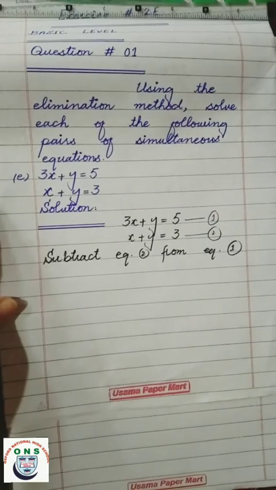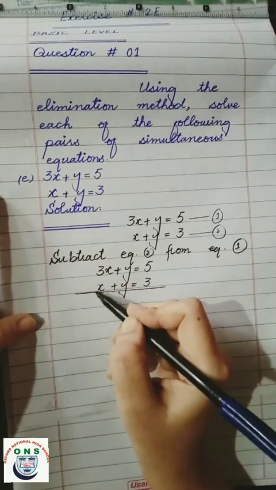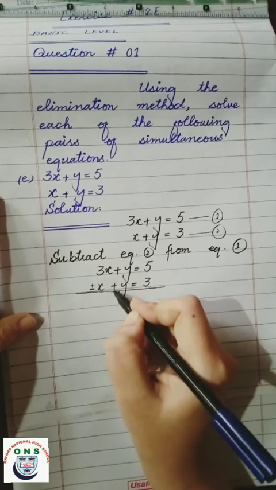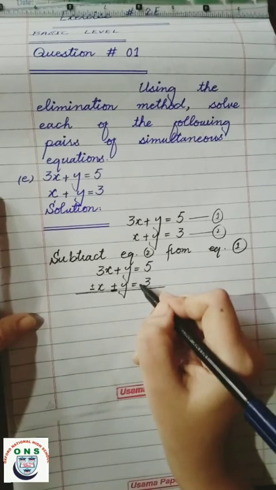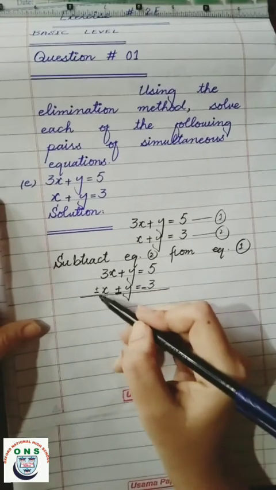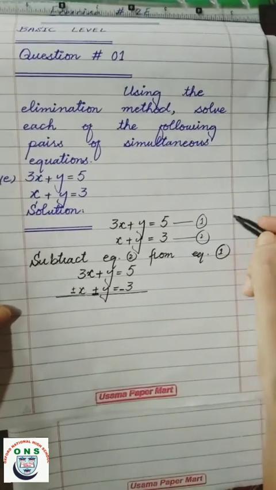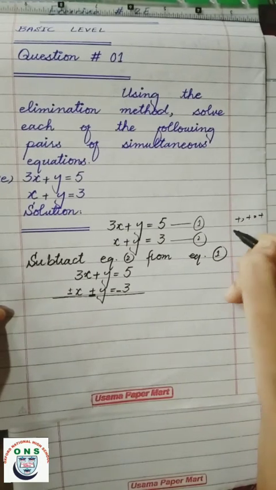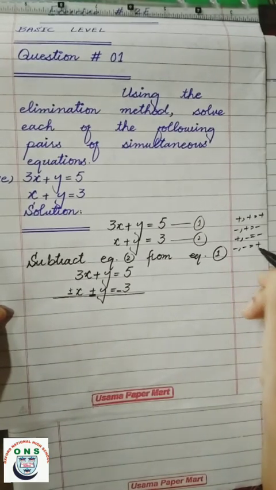We will subtract equation 2 from equation 1. For subtraction their signs will be changed. Here it is positive, it will be changed to negative. It's negative, it will be changed to positive. Here it's positive, it will be changed to negative. Firstly I'll tell you the relation between the signs: positive positive positive, positive negative negative, negative negative positive.